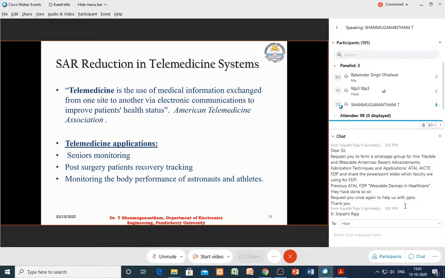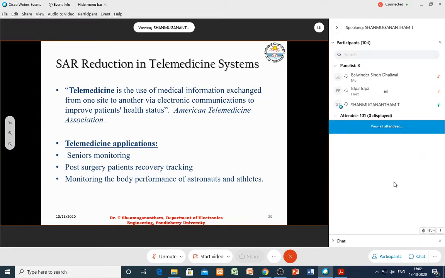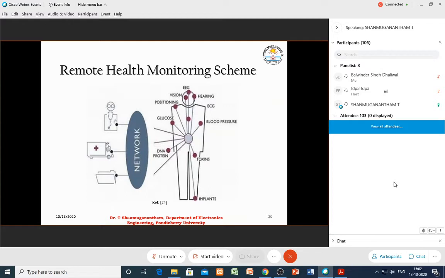So telemedicine is useful for medical information exchange from one side to another via electronic communications to improve the patient's health status. These telemedicine applications monitor senior persons as well as post surgery patients' recovery, tracking and monitoring the body performance of astronauts and athletes, particularly sports persons, can also be maintained with these telemedicine applications.